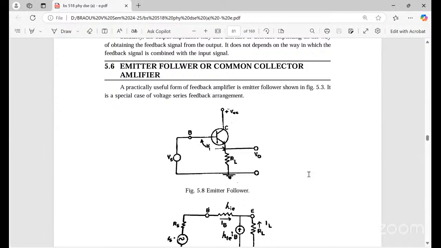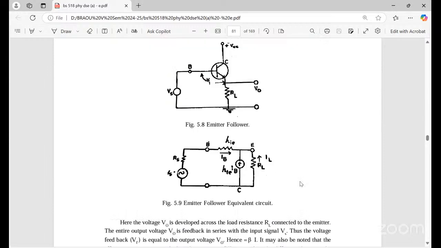Next is the emitter follower or common collector. So, emitter follower: this is the signal, this is the base, this is the collector, and this is the emitter across the load resistance. This is VCC, we are taking the output across the load, and this is the ground. So this is equivalent to the emitter follower circuit. Both are the same.